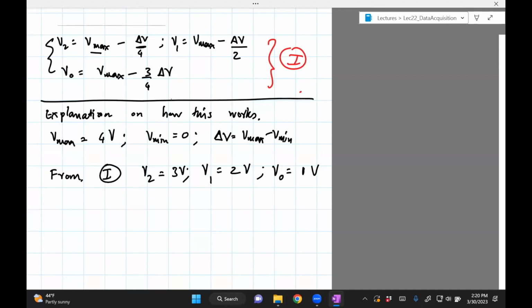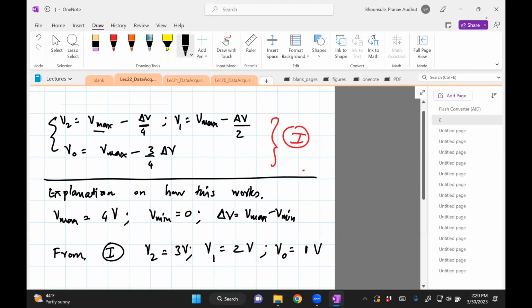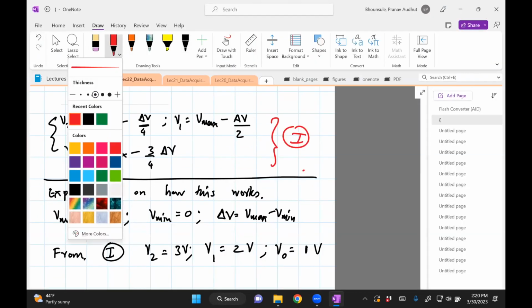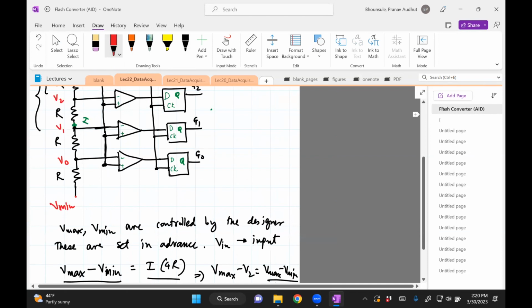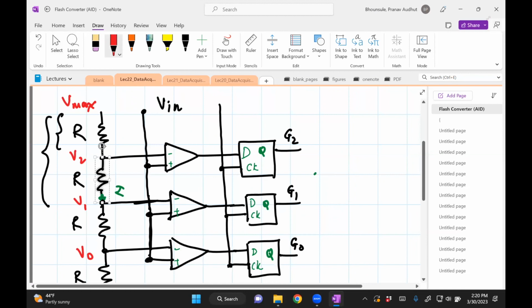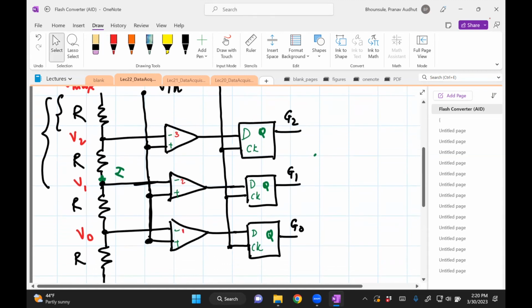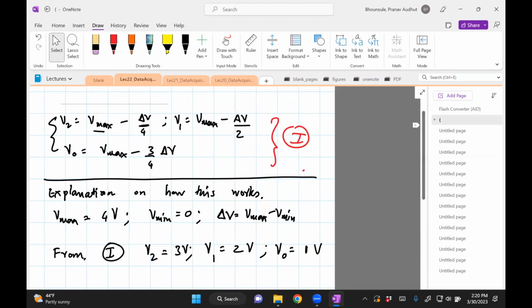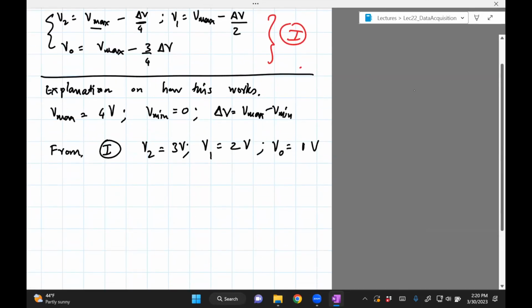Let me just write it down in the figure. So we've computed V2, V1, V0 as 3, 2, and 1. Let's put this in the figure. So the voltages for this particular example are 3, 2, and 1. So the comparator is going to compare against 3, 2, and 1. That's the key. Yes, that's the first thing.